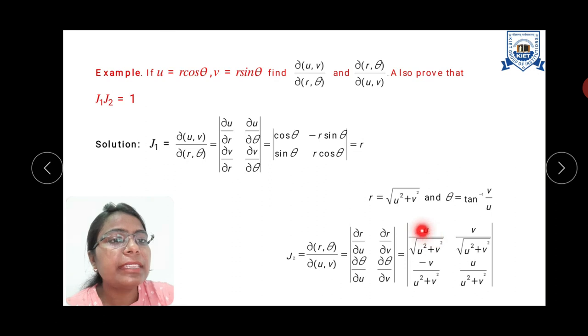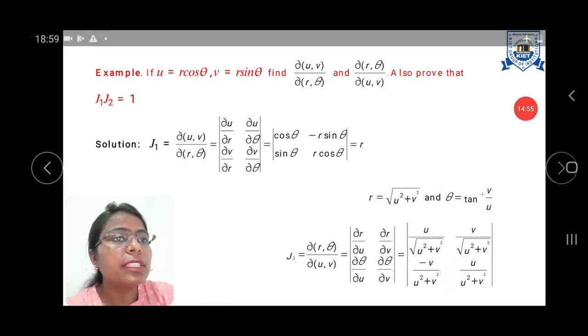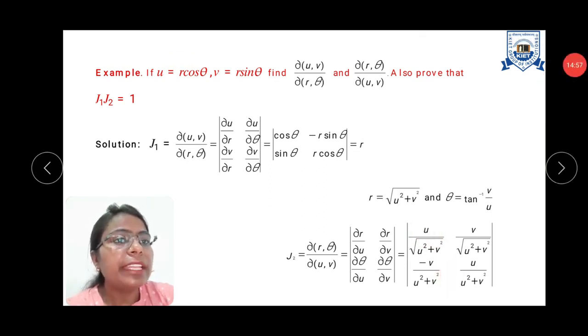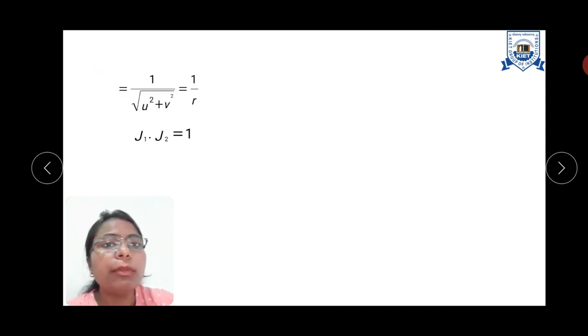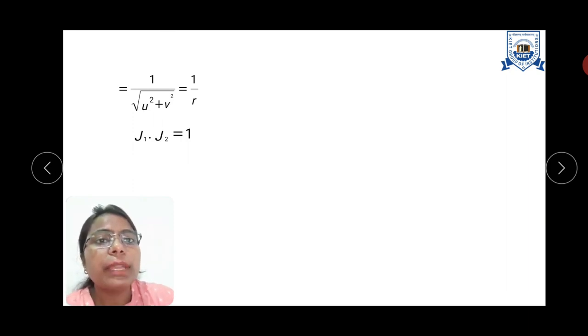So by finding the determinant of this matrix, we get u square upon u square plus v square to the power 3/2, plus v square upon u square plus v square to the power 3/2. So we will get the value 1 upon u square plus v square to the power 1/2, that is 1 upon the square root of u square plus v square. If we take it in terms of r, then we get the value 1 by r.